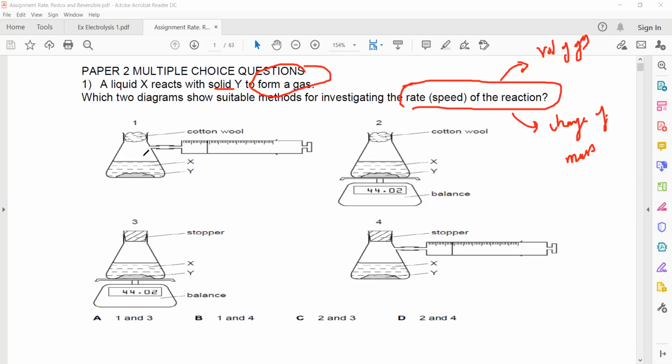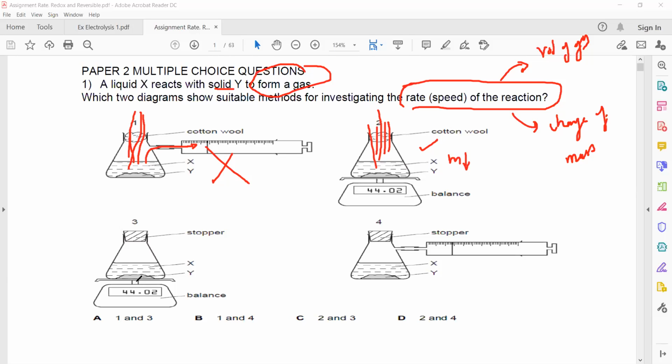Method 1 will not work. Why will method 1 not work? Because there's a cotton wool, so it is giving off gas. So gas can escape through this cotton wool. Some of the gas may be trapped in the syringe, but some of the gas will escape. So 1 will not work. What happened? Method 2, as the reaction occurs, the gas will escape through this cotton. As the gas escapes through the cotton, the mass will decrease. So we can use this technique, measure the change in mass with respect to time.